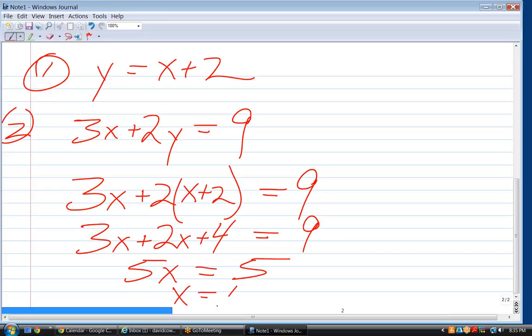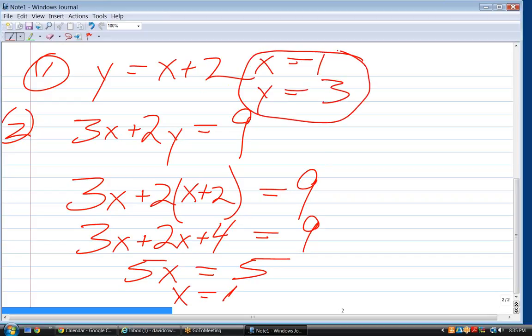Okay. Now how do I solve for y? Take 1 and put that in for x at the top. So y would be equal to 3. So there's our solution: x equals 1, y equals 3. Can I write this down real quick? Sure.